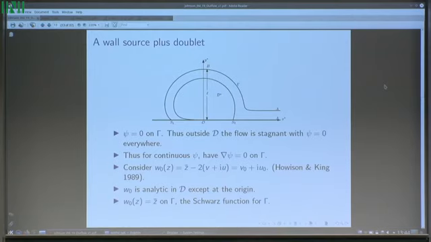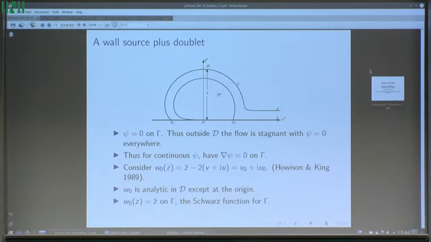So let's have a look at this and see if we can also build in this blob. So what we've done is we've taken the source that we just had on the wall, but we've also added a doublet. So we've added a point vortex just inside the flow, which is driving the flow in a clockwise direction, and an equal and opposite point vortex inside the wall, driving it the other way. And then we've let the two approach to go together to give us a doublet, so there's no flux through there. But there's a source at the origin, and there's a vortex doublet at the origin.